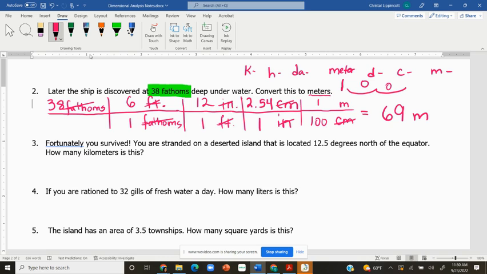Anybody have trouble getting that to come up? Did you get the right answer? Okay, good. All right, let's try our next one then.